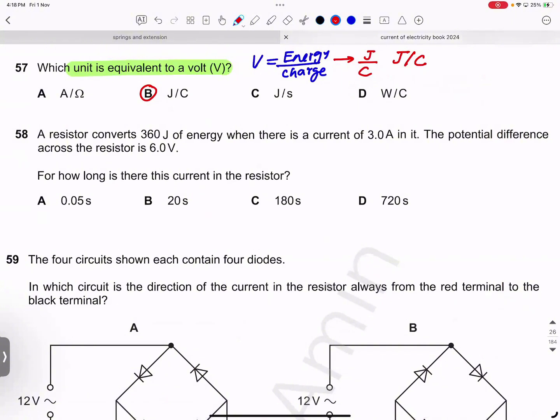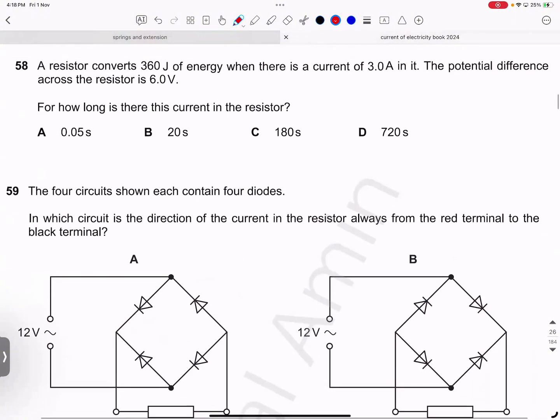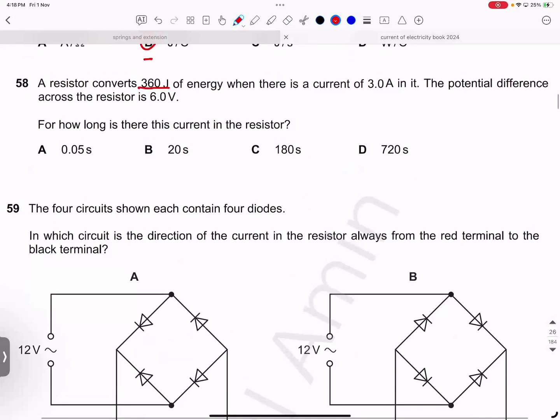Question number 58. A resistor converts 360 joules energy. Energy is 360 joules. Current, I, 3 amperes. Potential difference, V, 6 volts. For how long is there a current? Means you want to find time.